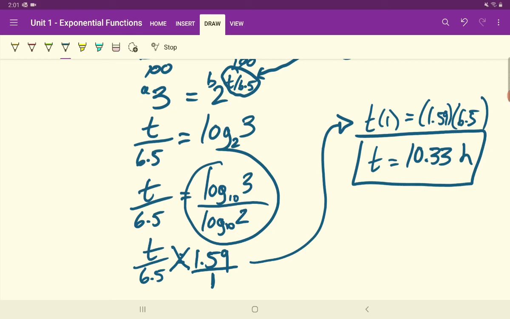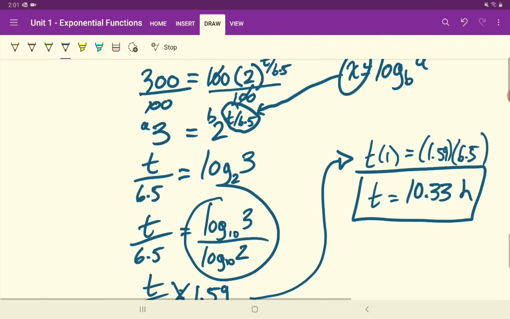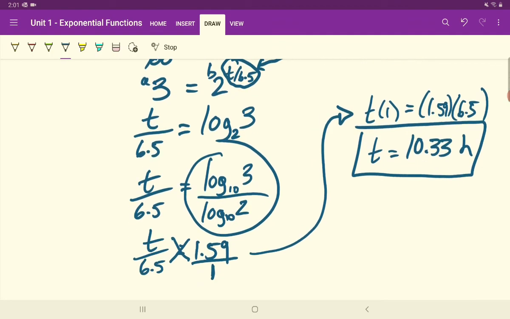Okay? That concludes this lesson and concludes the unit. So please practice this, practice converting exponential equations into logarithmic equations and then converting them to base 10 so you can punch them into your calculator. That's it.